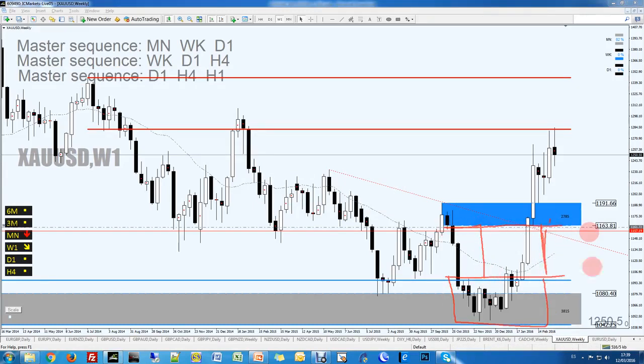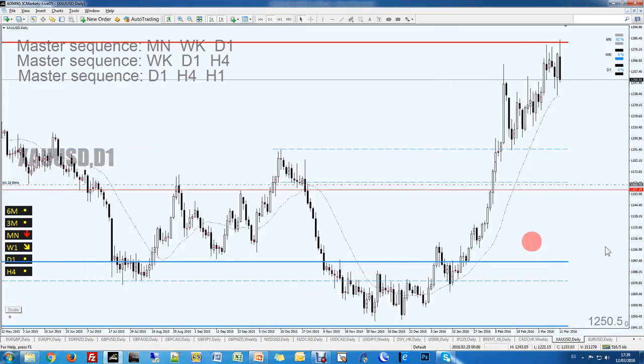So we can start using a lower time frame sequence in order to trade, if this is allowed in your trading plan, drilling it down to as low as the H1. That's what we have. So let's see on the daily now. Down here, all this is the weekly and monthly area of demand.